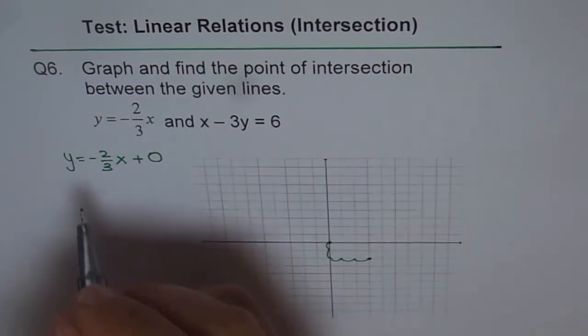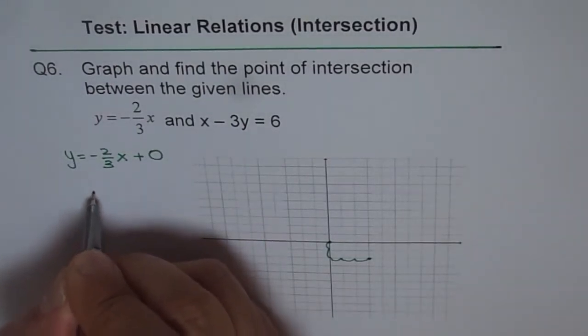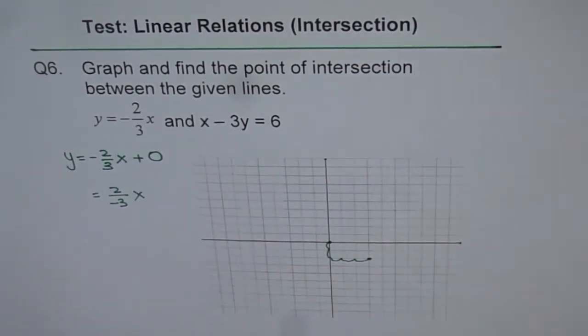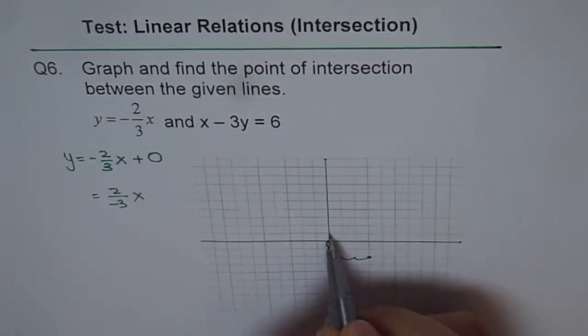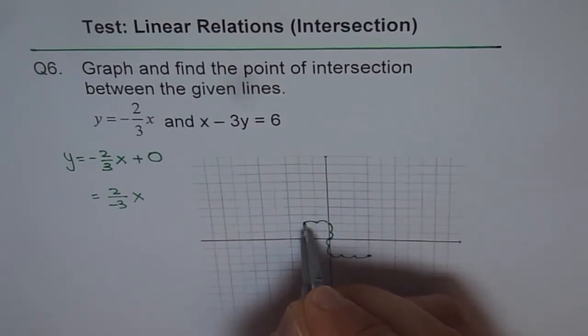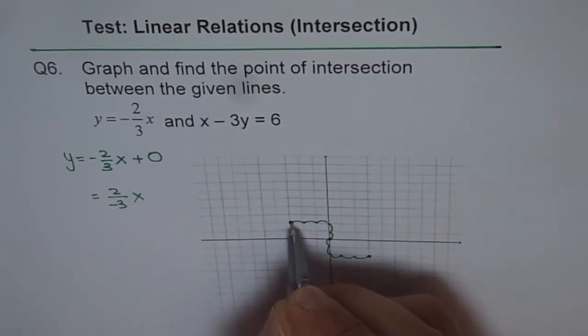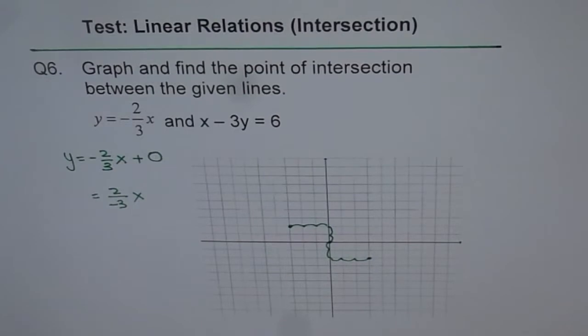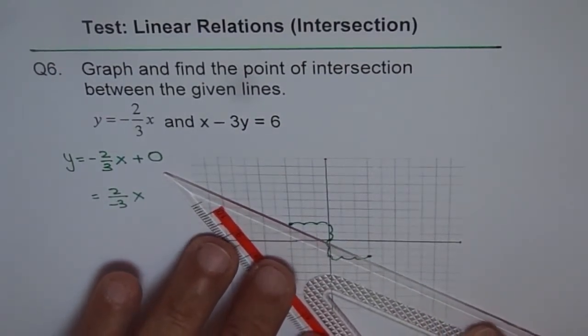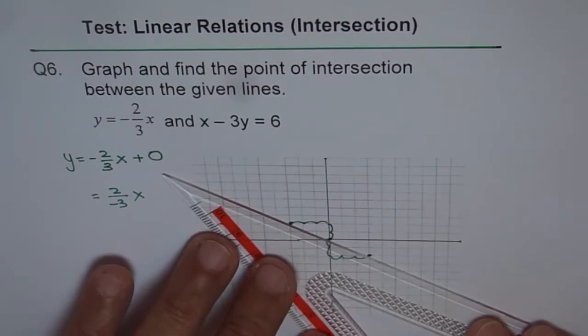Or let me see the equation in a different way. I can also see it like this: 2 over minus 3x. Do you see that? In that case, I can go 2 up and 3 left. So let's go 2 up and 3 left: 1, 2, 3. So we get the second point. And we already have the origin, which is our y-intercept. It also happens to be the x-intercept, right? Now, we can join these points and get the line. There you go.